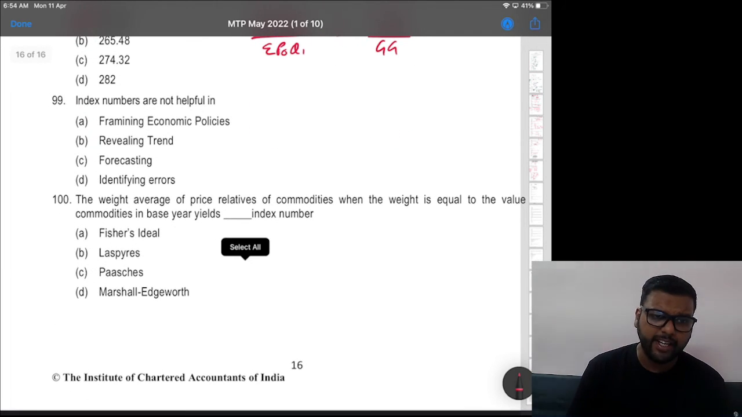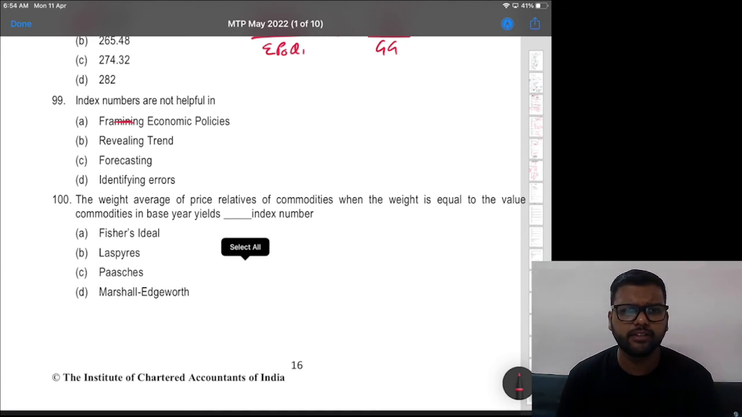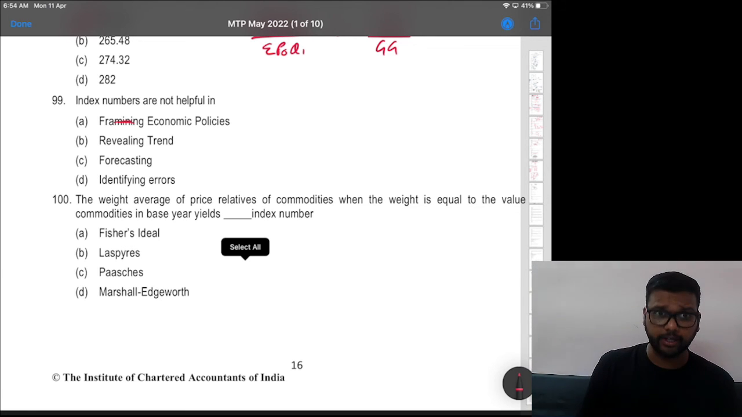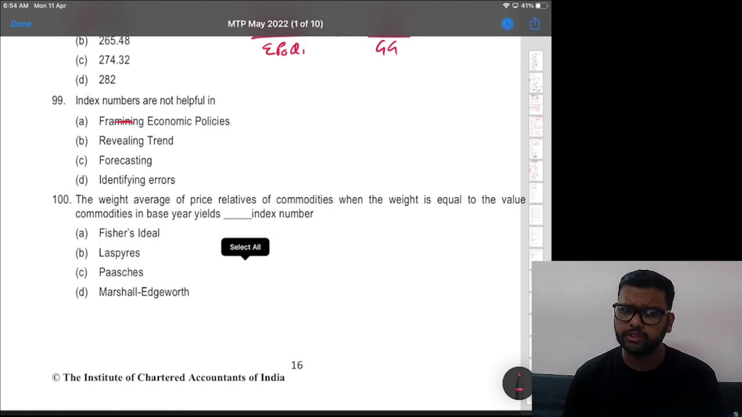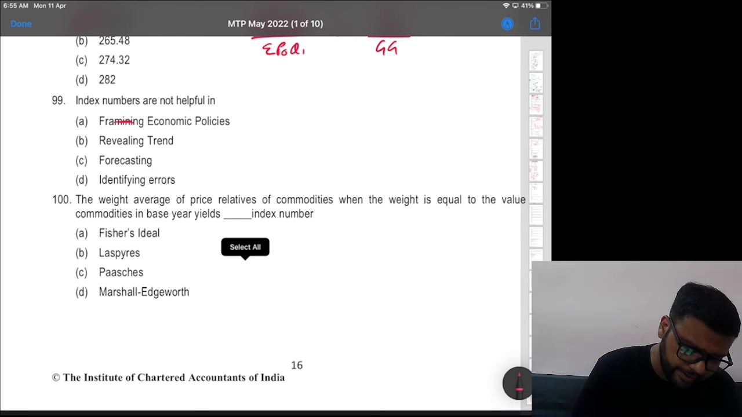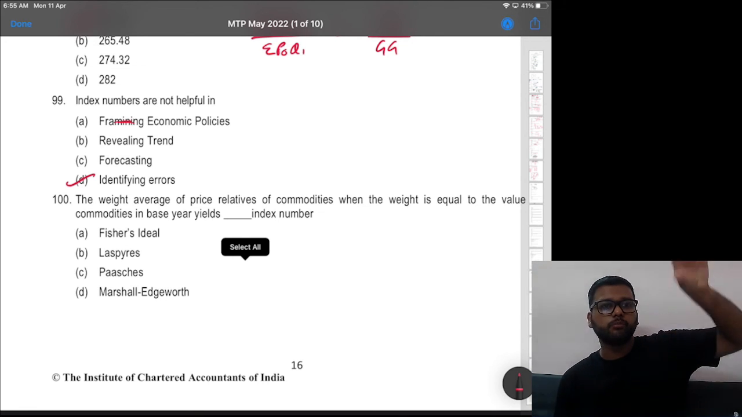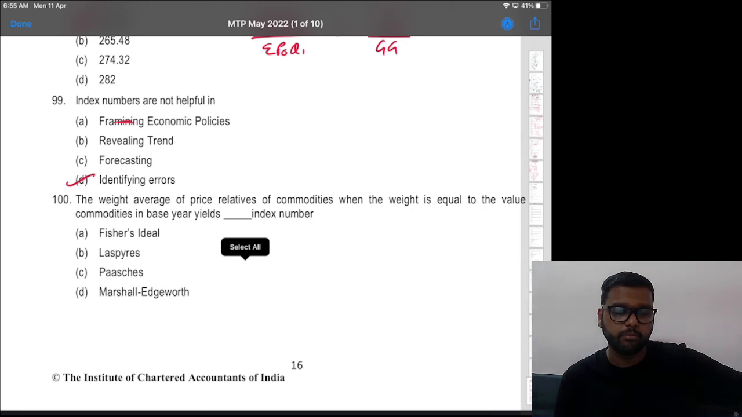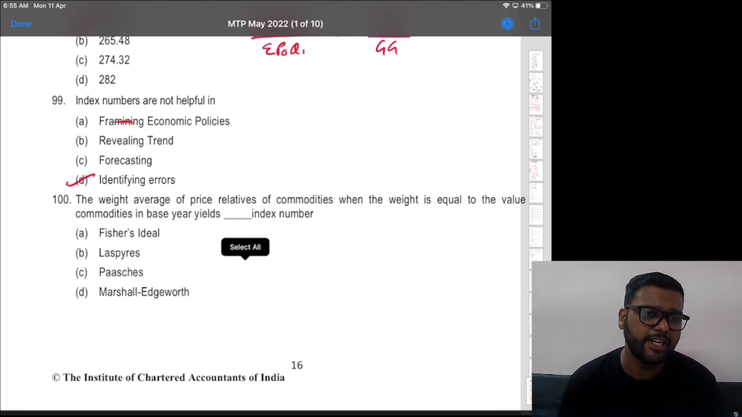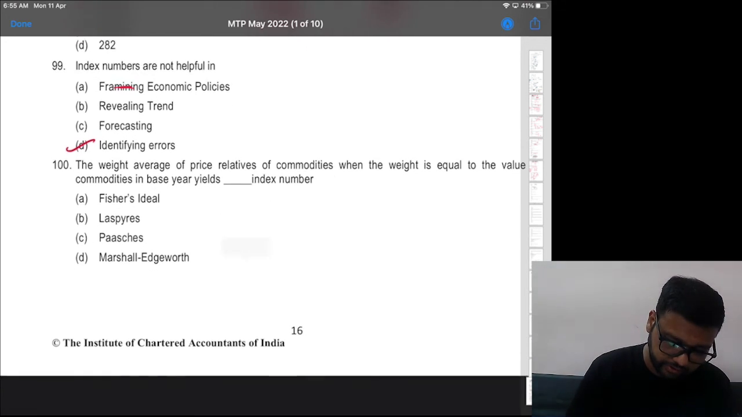99. Index numbers are not helpful in framing economic policies, that is not correct. They are helpful in framing economic policies, like the export index number, even the stock market index number. Revealing trend, that is also not right because they can be useful in revealing trend over multiple years. Forecasting is also correct. So identifying errors is wrong. You cannot identify. We can see that something is wrong if the index number is too different from the previous year, but we cannot pinpoint the cause of the error.